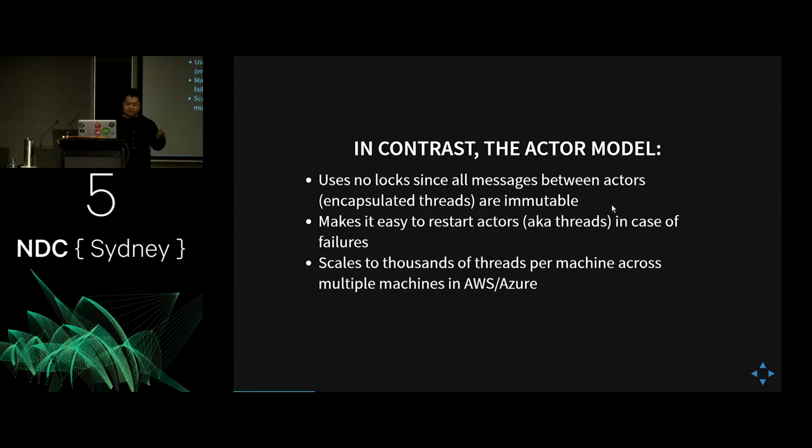And the idea here is that there's no locks. Second, we let actors fail and fail hard because we could easily restart them if there's any issues. And the other thing is that it scales very, very well to thousands of threads per machine. And in our case, we scaled it up to hundreds of machines in AWS.